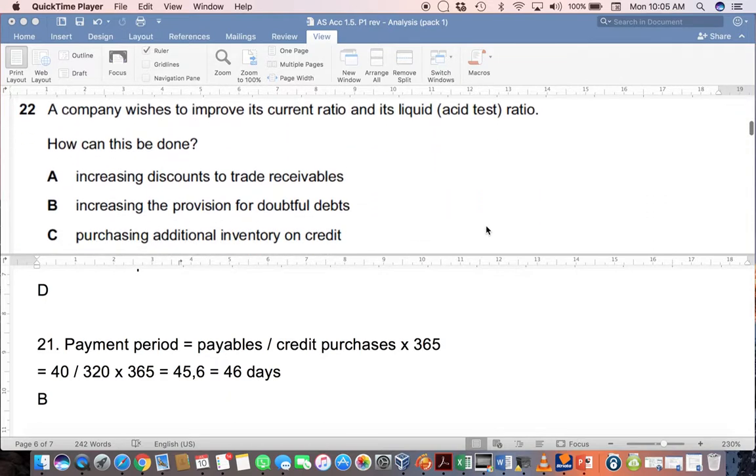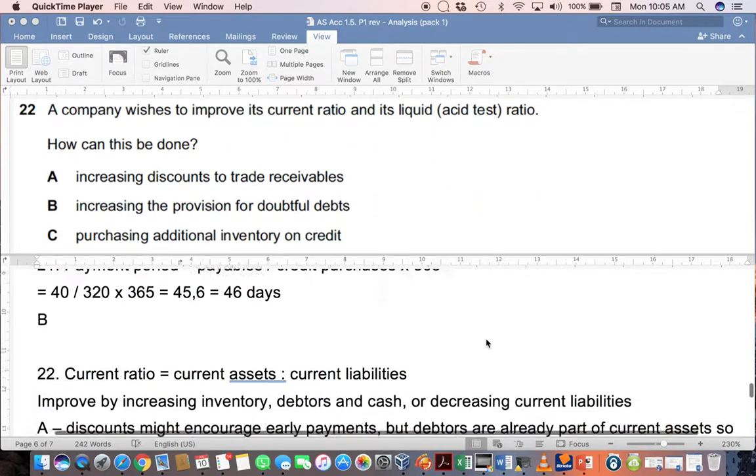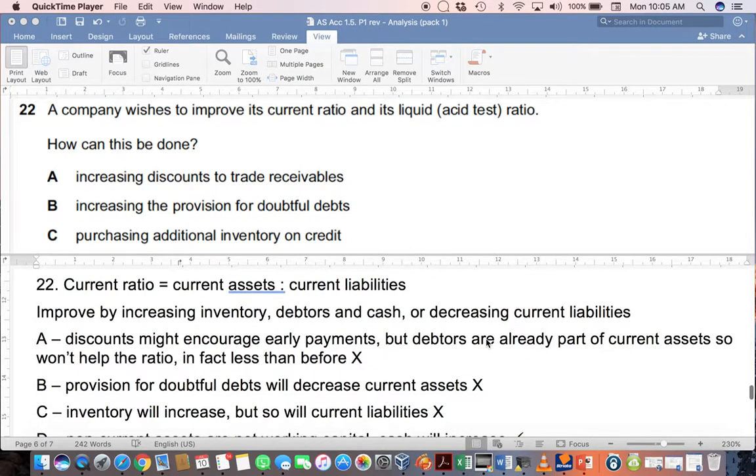The next question is number 22. A company wishes to improve its current ratio and its liquid or asset test ratio. Remember that the current ratio is looking at current assets to current liabilities, and your asset test or liquid ratio is the same, it just excludes the stock. How can this be done?